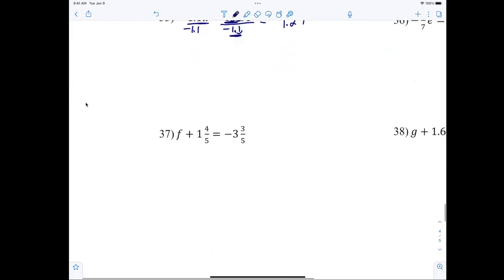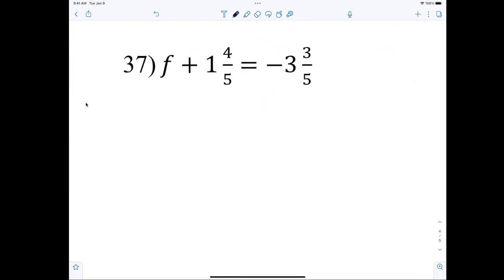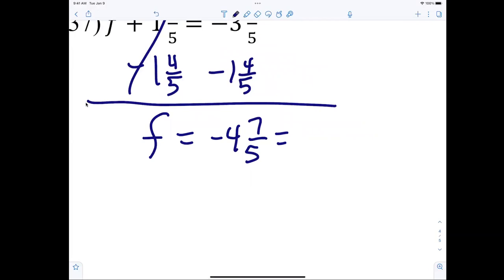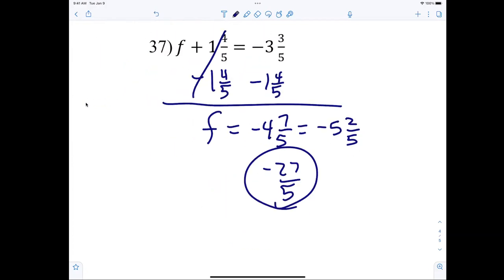All right, Jay, what am I doing? Subtracting 1 4/5, subtracting 1 4/5. So it's adding. Wow, smart. Tell me what that is. Negative 4 7/5, which is the same as negative 5 2/5. You are amazing. Thank you for listening. Negative 5 2/5. If you want, you could say negative 27/5. I'm happy.